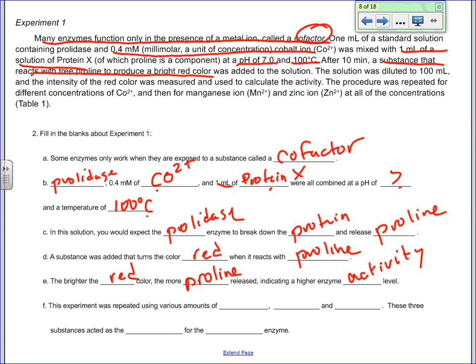Last but not least, this experiment was repeated using various amounts of blank, blank, and blank. Nice. Cobalt ion, Co2+. What other ions? Mn2+, Zn2+. So Co2+, Mn2+, Zn2+.